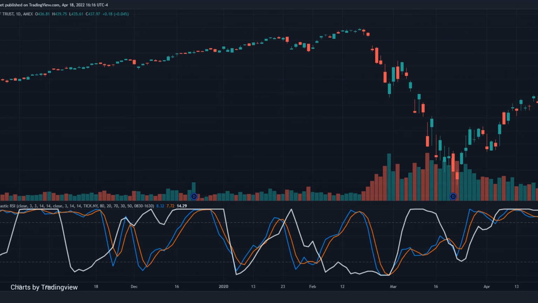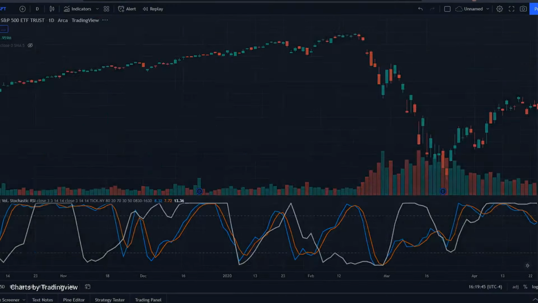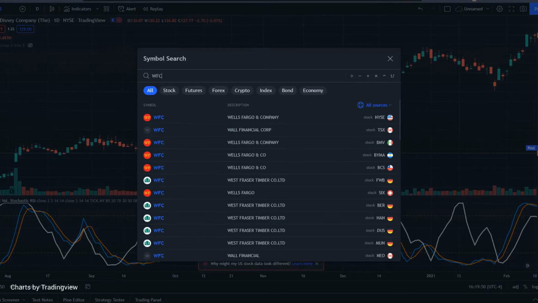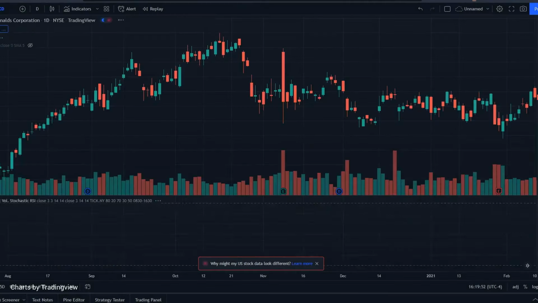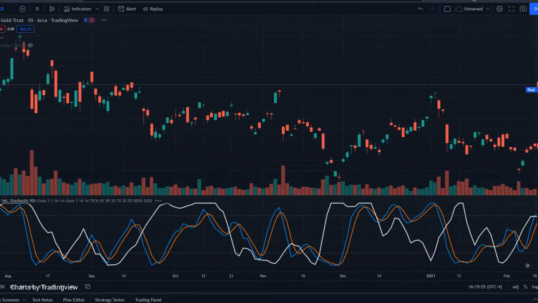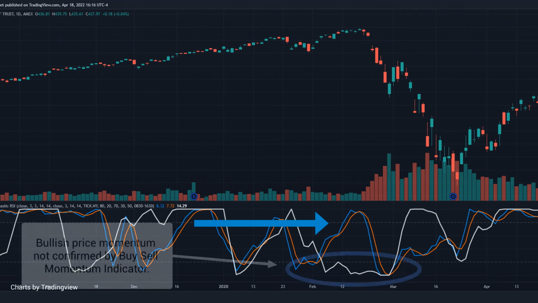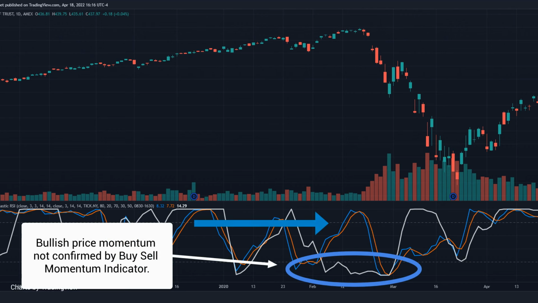While the buy-sell momentum indicator does not change, the stochastic RSI indicator shows price momentum for the asset symbol on the chart. Notice that when I change the chart symbols, the stochastic RSI indicator also changes. Also notice the S&P 500 chart. Just prior to the crash, price momentum was bullish, but the buy-sell momentum indicator never confirmed the signal.